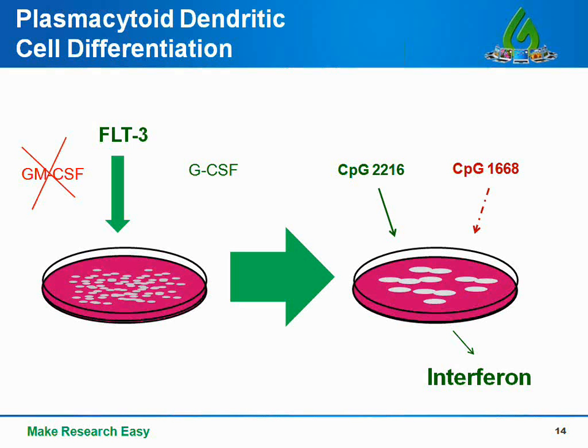One other important note regarding PDCs, that is, if you're investigating changes in interferon production for your experiments, you'll want to make sure you stimulate with CpG 2216, not CpG 1668. Now, unlike splenic PDCs, FLT3-derived bone marrow PDCs will not produce interferon in response to CpG DNA 1668. However, FLT3-derived PDCs will produce interferon in response to CpG DNA 2216.